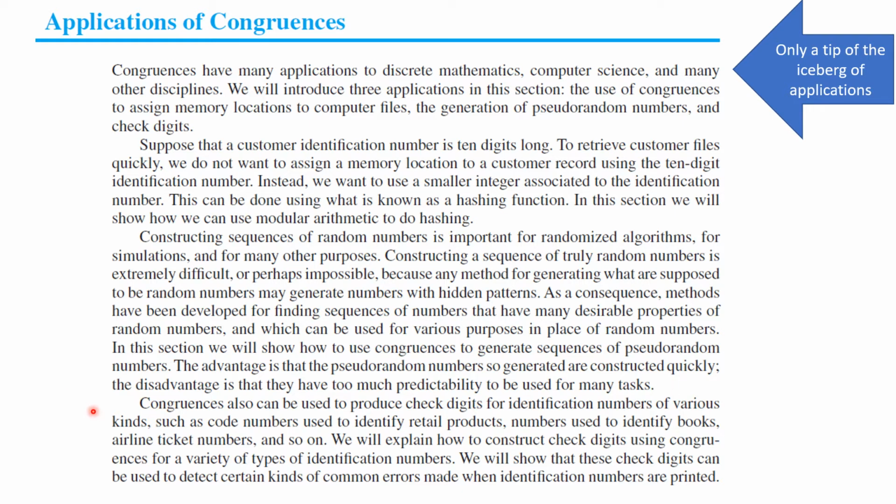Congruences are also used to produce check digits for identification numbers of various kinds, such as code numbers used to identify retail products, numbers used to identify books, airline tickets, and so forth. We will explain how to construct check digits using congruences for certain types of mathematical identification numbers. We will show that these check digits can be used to detect certain kinds of common errors when the identification numbers are printed.